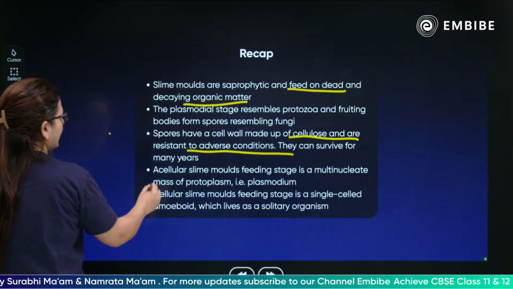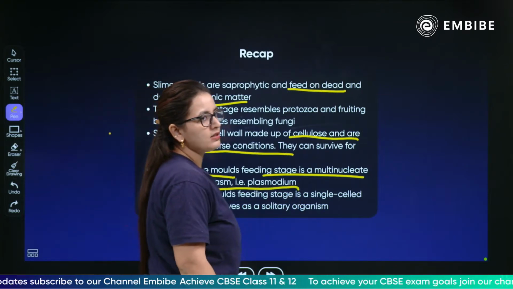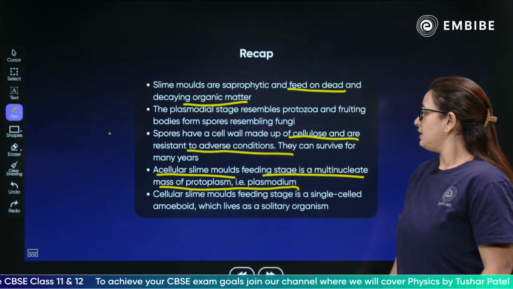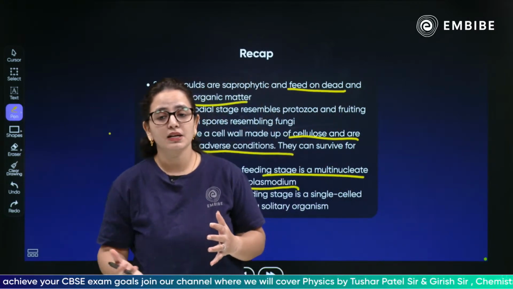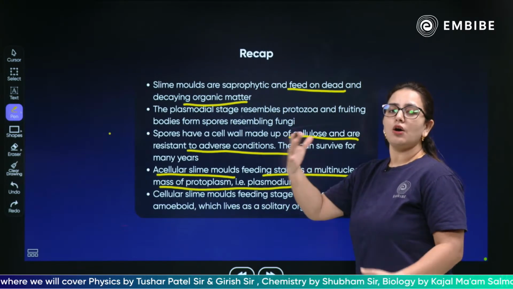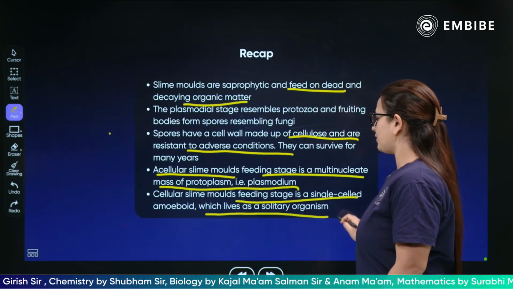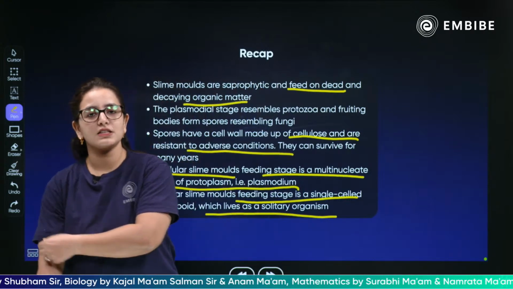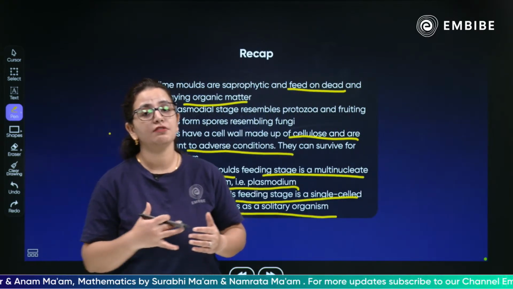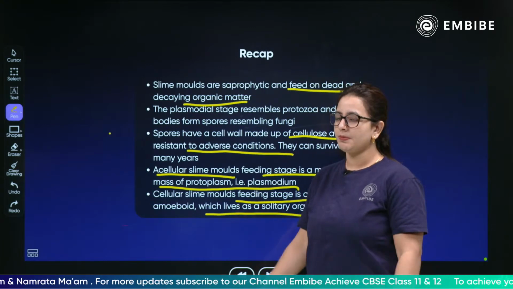Next, the acellular slime molds' feeding stage is a multinucleate mass of protoplasm, that is plasmodium. We have already discussed the whole life cycle of the slime molds, how they form a protective layer during unfavorable conditions, how they survive and how they reproduce to produce new organisms. The cellular slime molds' feeding stage is a single-celled amoeboid which lives as a solitary organism. They have features like the fungi. They are typically saprophytic. They have their own method of surviving adverse, unfavorable conditions by forming a plasmodium. This is all we studied in the previous session.